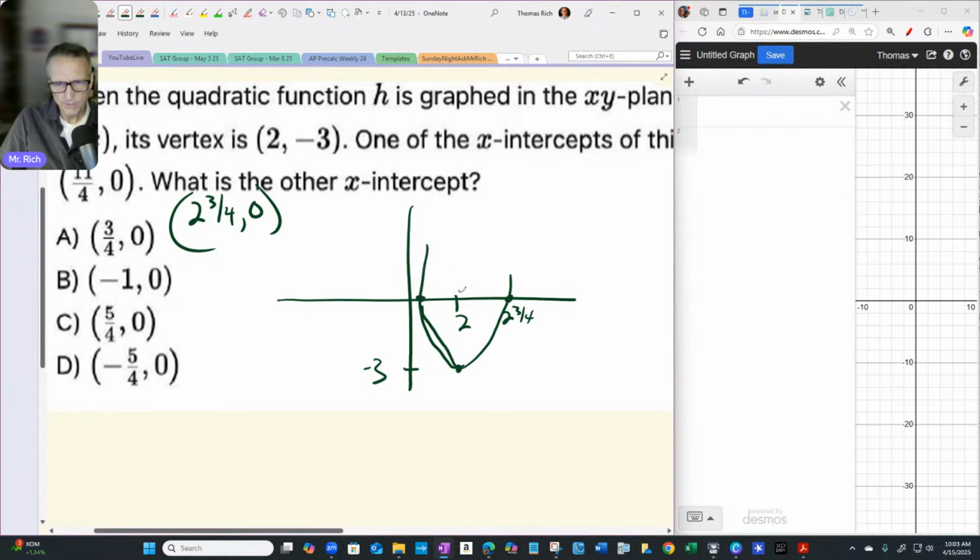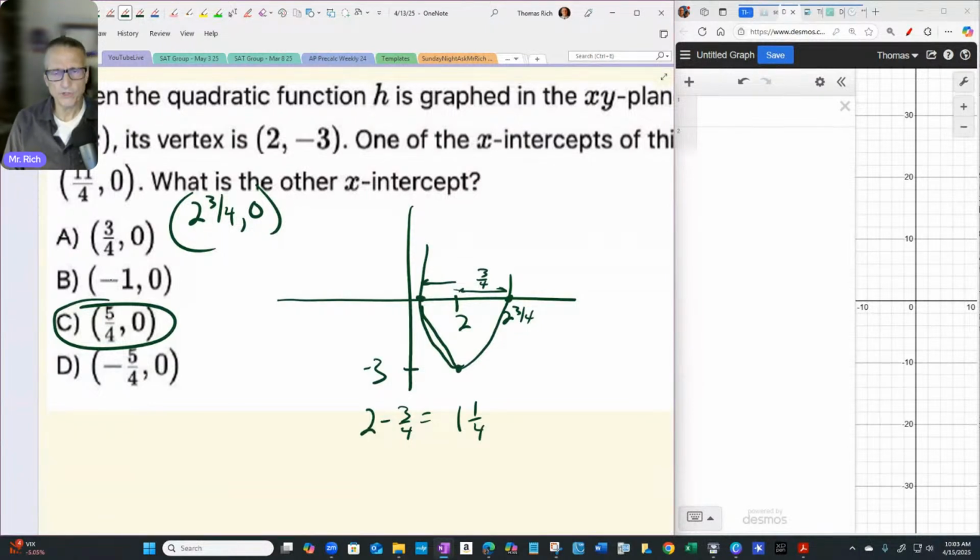And the thing that I know is that whatever this distance is between the x-coordinate of the vertex and that x-intercept, that distance, which is obviously a distance of 3/4, has to be how far it is away on the other side. So I would just simply take 2 minus 3/4, and that's going to give me the location of that x-intercept, which is going to be 1 1/4, which would be 5/4 right there. And that's it. That's how you would solve this question.